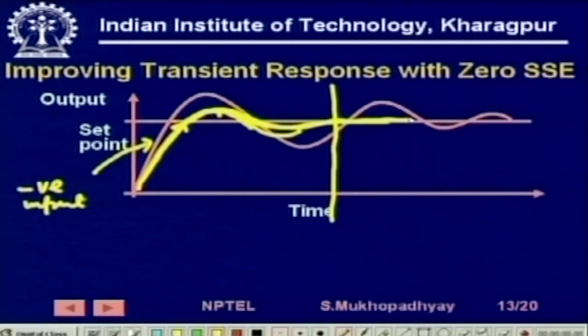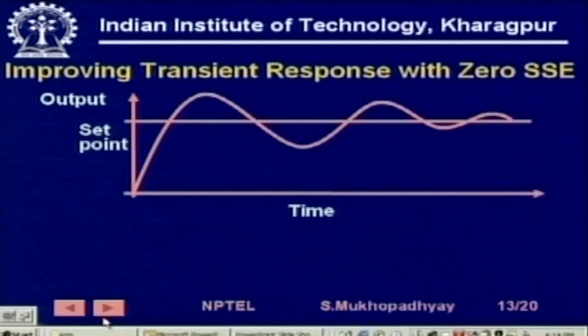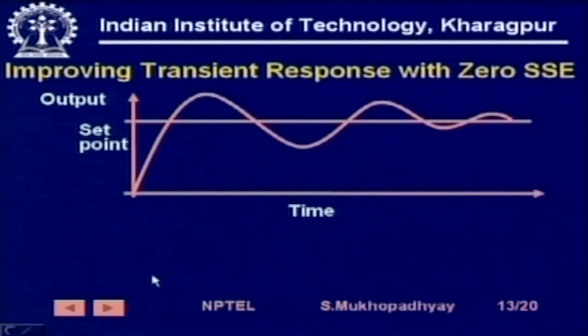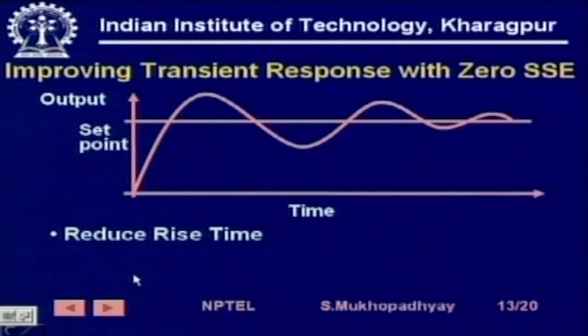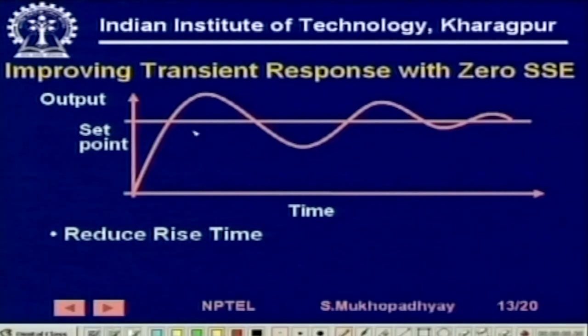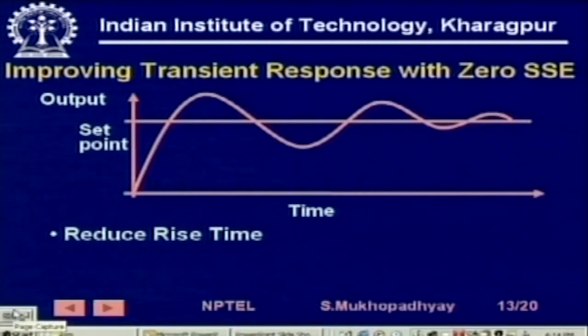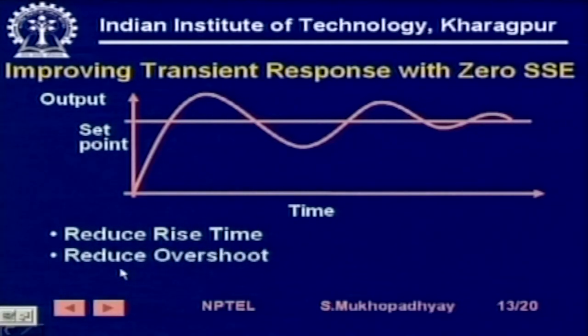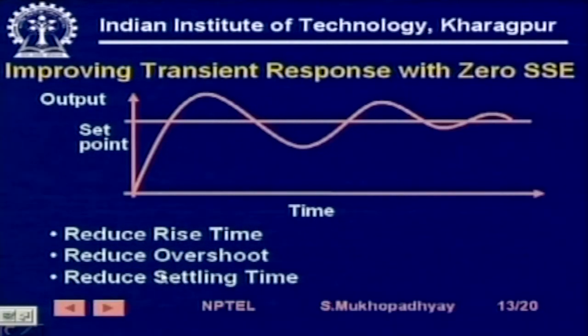Now it turns out that this kind of curve we can obtain if we add a derivative term to error, right? So we want to reduce rise time. Rise time is this time, and we want to reduce it. Typically speaking, we want to reduce overshoot, that is this height, and we want to also reduce settling time, that is the total time taken for it to come to a steady state. So we want to reduce all these.